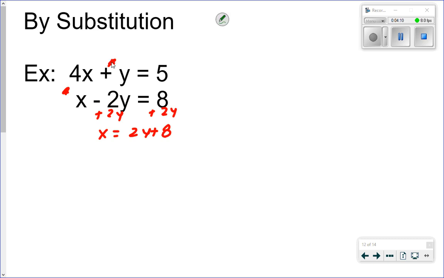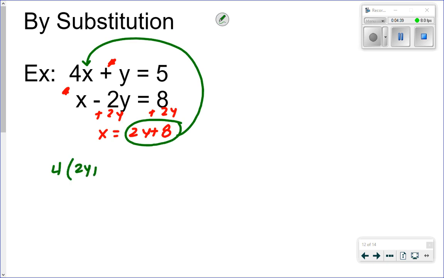So I'm going to circle everything after the equal sign. That's my blob, and I'm going to plug it in for x in the top equation. Usually students do well with identifying the blob, but they mess up because they plug it in for the wrong variable. This is x equals, so you have to make sure you're plugging it in for x. Don't plug it in for y or it's going to mess everything up. So I've got 4 times the blob, which is 2y plus 8, plus y equals 5.